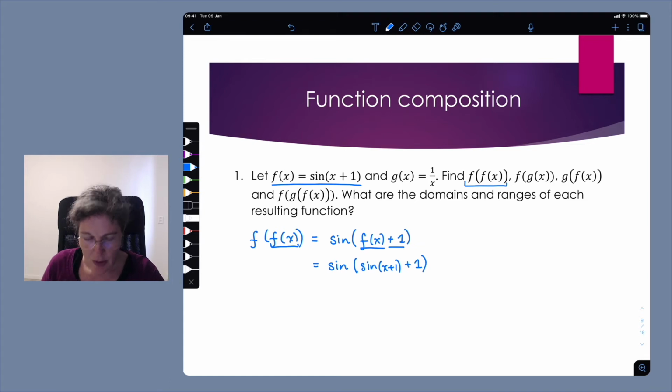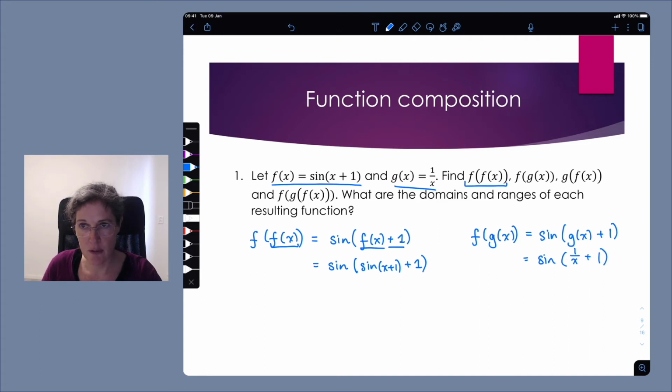Okay, so that might have come as a bit of a surprise. We can use the inputs of a function as inputs for itself again, provided that it has the right sort of range that we want. But let's do something a little more standard. So now I'm composing f with g of x. So I'm using g of x as my input for f instead of x. So let's write this out again. I've got f of x, but wherever I see an x, I'm going to replace that with a g of x. Okay, let's now substitute in for g of x. My g of x is 1 over x, so I've got 1 over x plus 1.